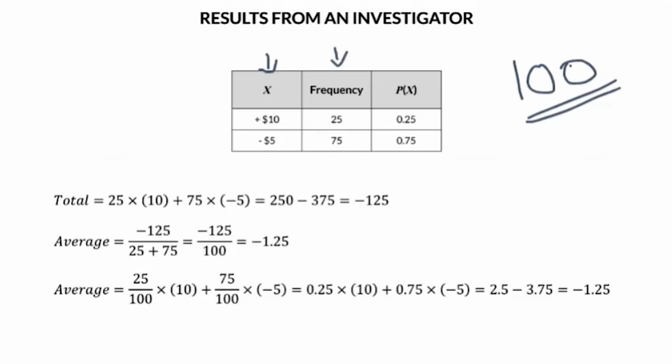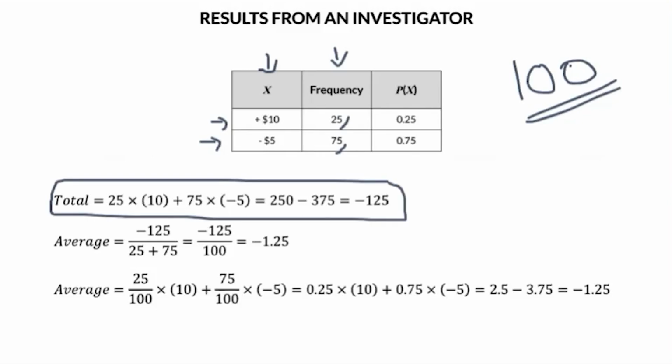So here you have frequency. The investigator won $10 25 times and lost $5 75 times. What is the total loss or profit of the investigator? That's the first statement here. It's very simple. If I gain $10 25 times and then lose $5 75 times, that's just 25 into 10 plus 75 into minus 5. Just multiply and add. The answer is minus 125. Totally, this investigator lost $125.